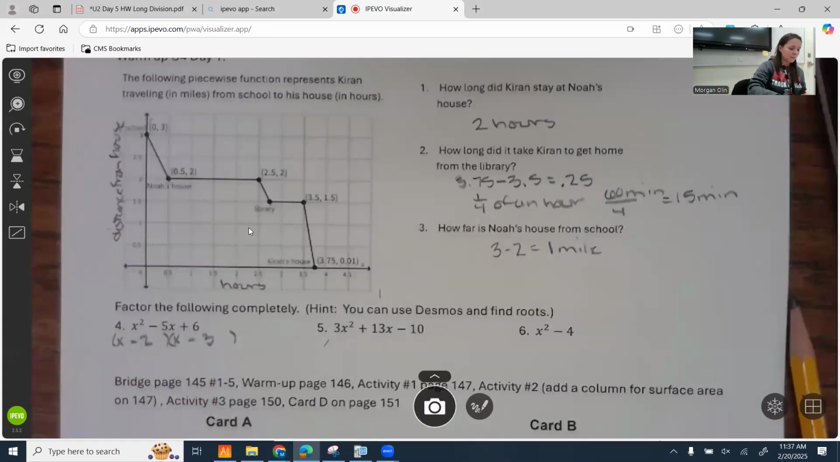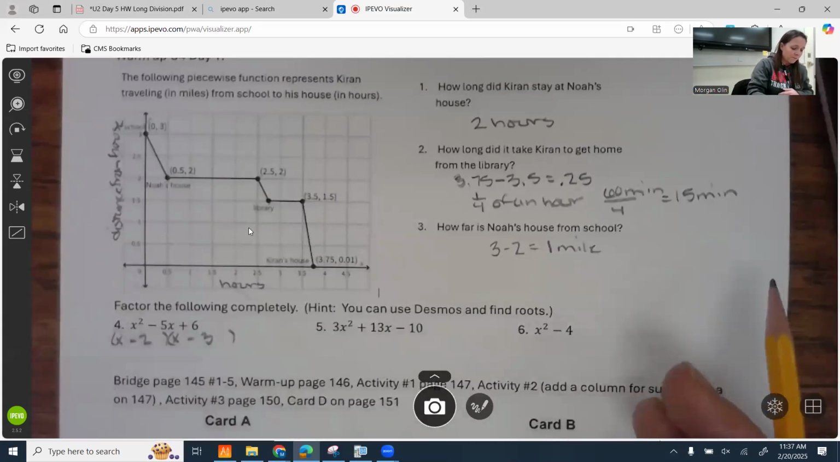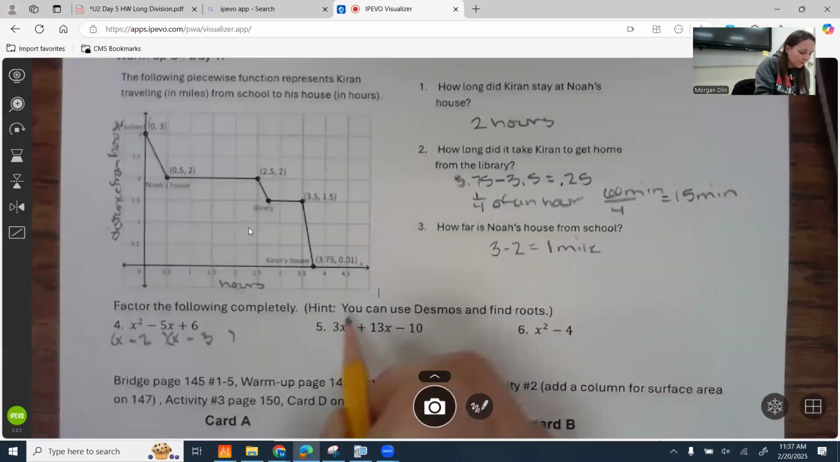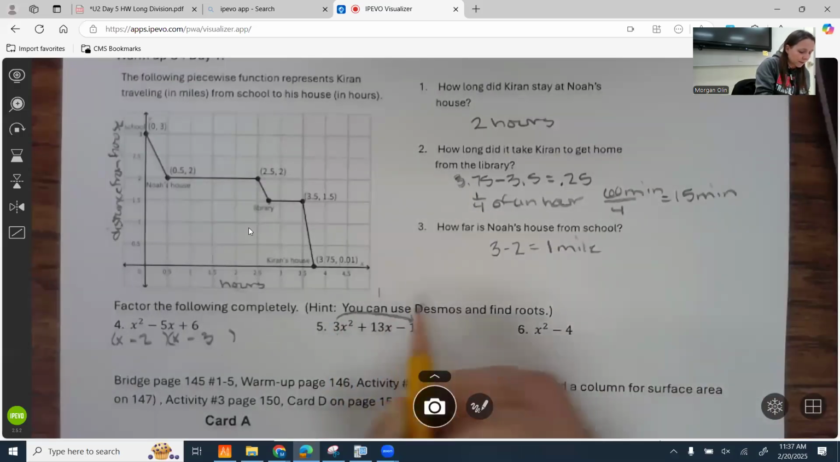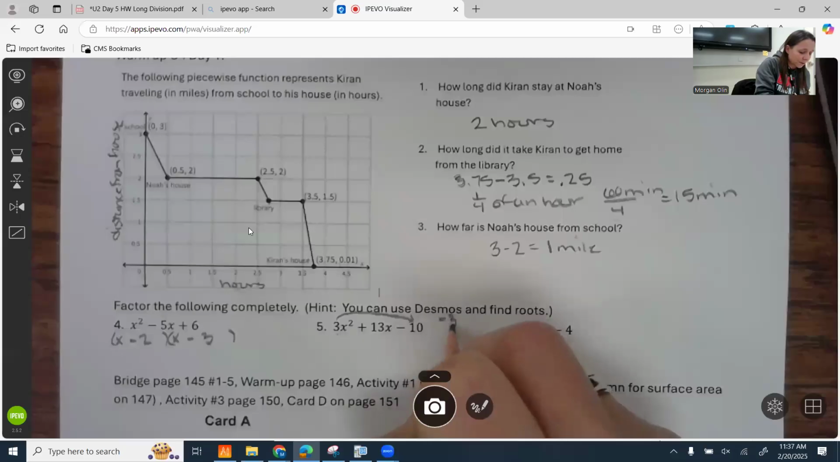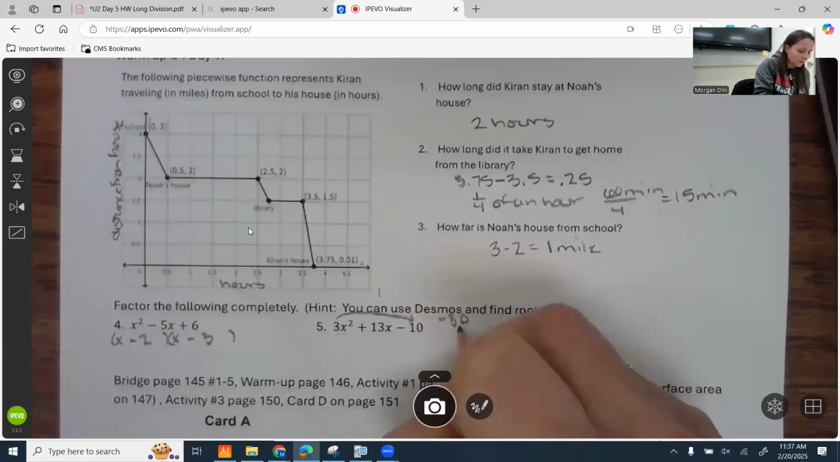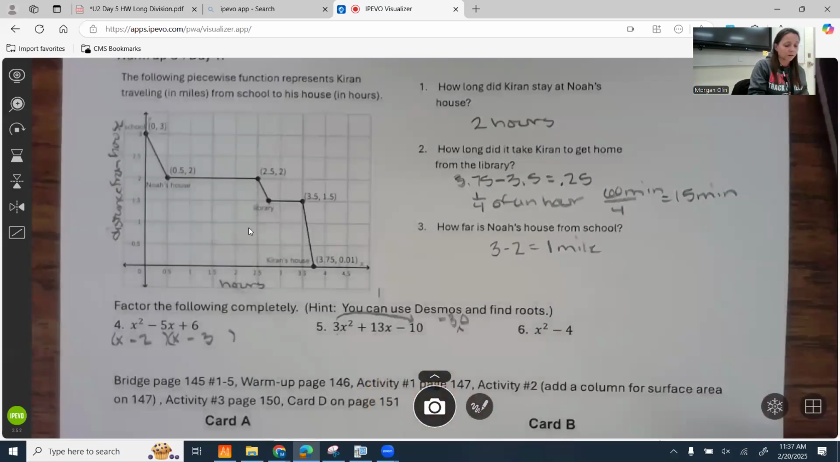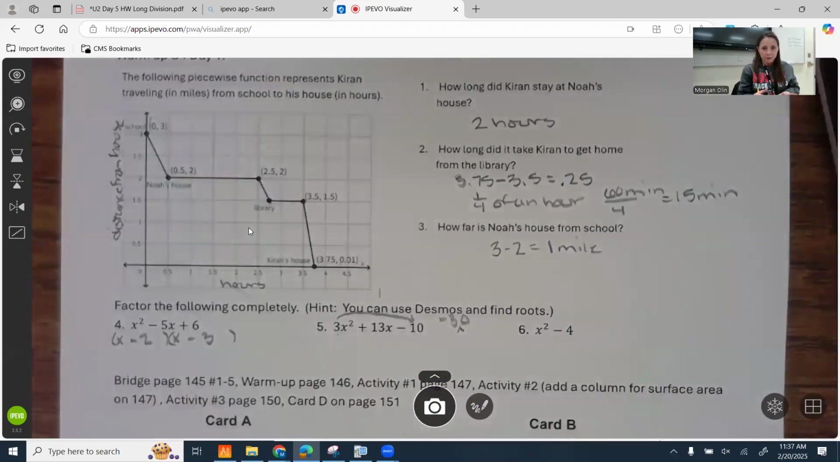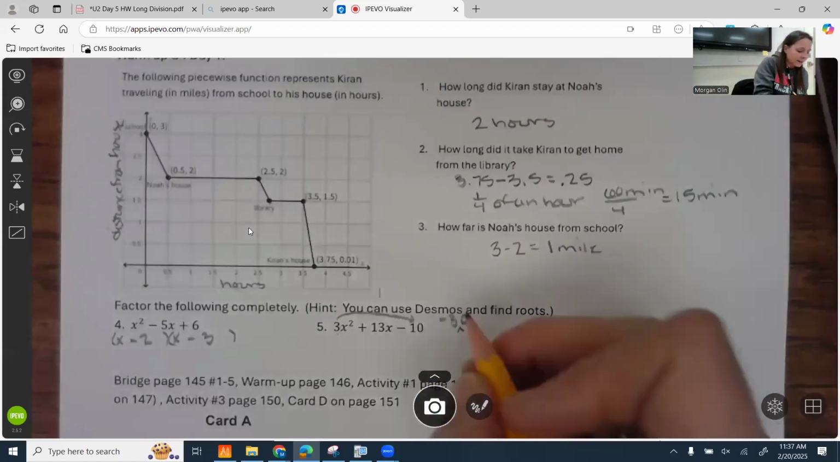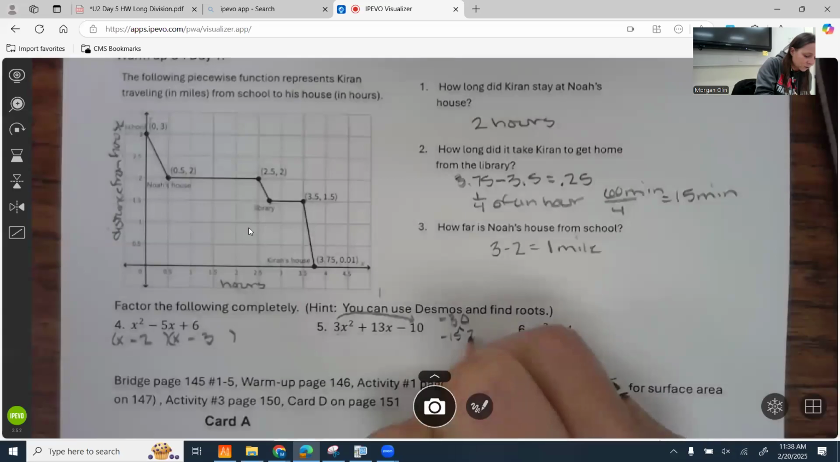Okay, so let's look at number 5. Now, if there's something out in front, we can do the first times the last, which is going to give me -30. And we think of what are the factors of -30 that add to -13? Start playing around with it. All right, it's actually -15 and 2, which add to -13.